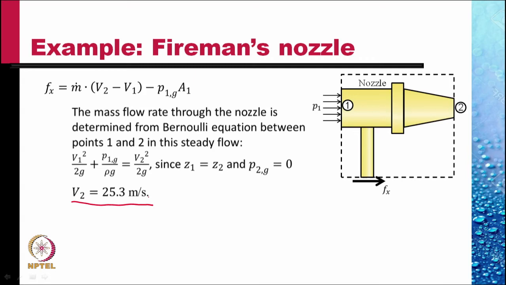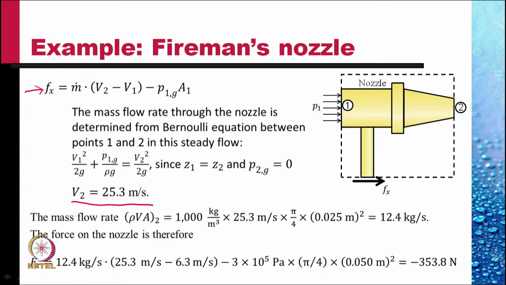Once we know V2, we can calculate V1 and plug it in the equation on top, and we get a result that the force is minus 353.8 Newton. Why minus sign? Minus sign means that this force would be in the direction opposite to the direction that we assumed this force to be in. We assumed this to be positive, pointing towards the right.